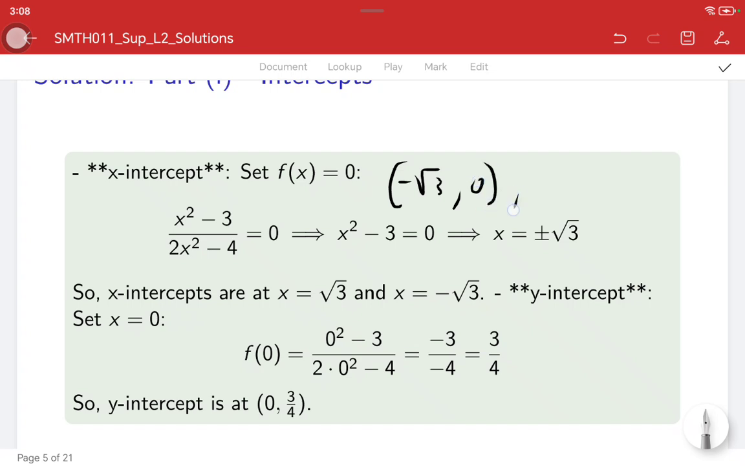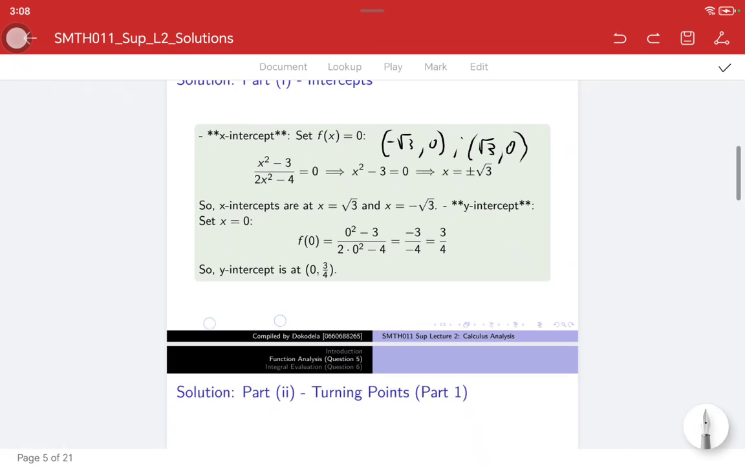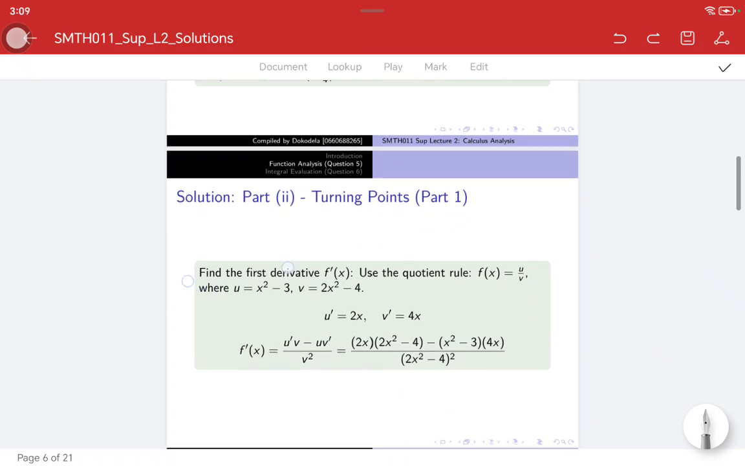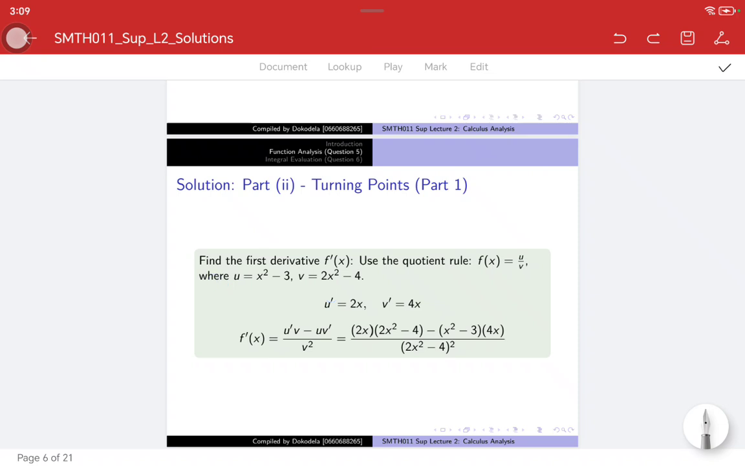And it means that our x-intercepts are like this, where y is equal to 0. And then we come now to look for the y-intercept, where we must set x to be 0. When we set x to be 0, we get 3 over 4, and the y-intercept will be this, right? So now we see that for finding the x-intercept and the y-intercept, I believe that everyone got that question, right? It was straightforward.